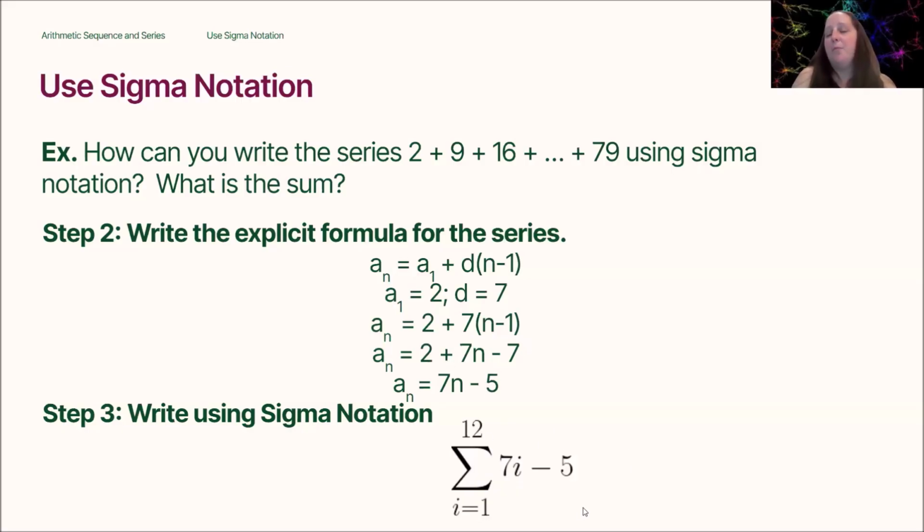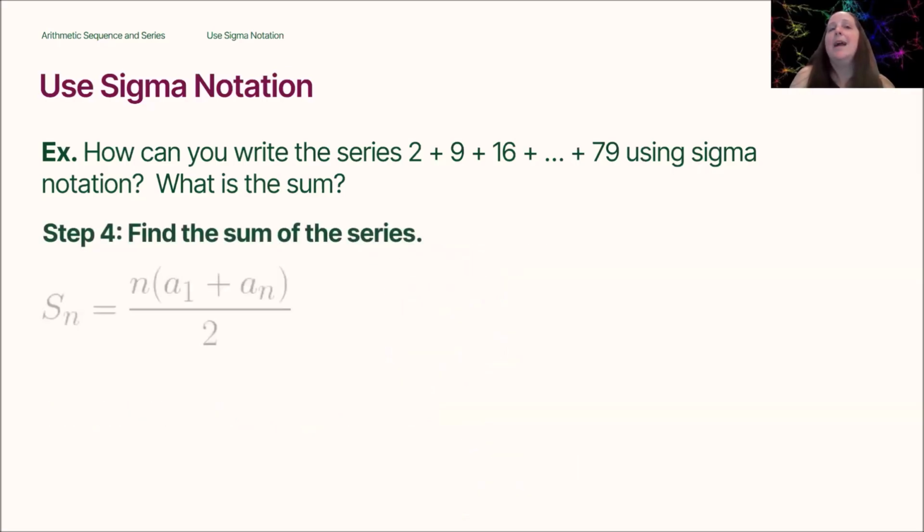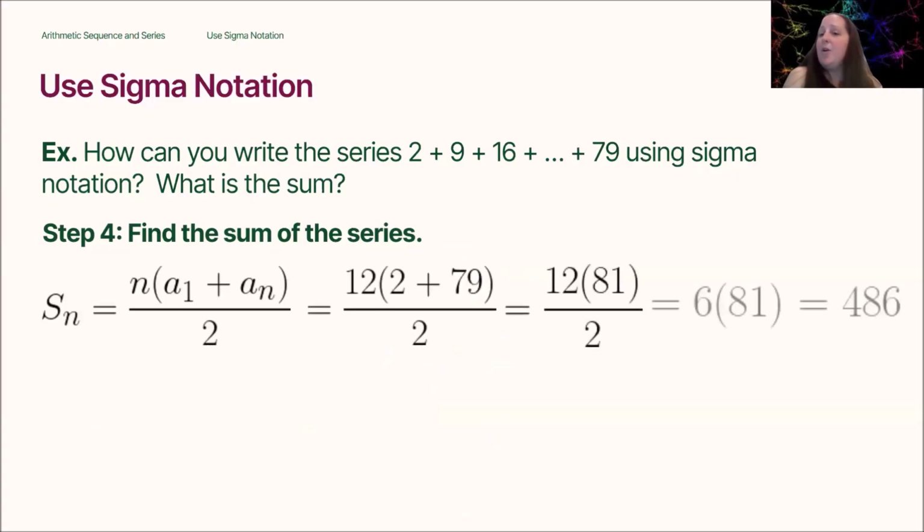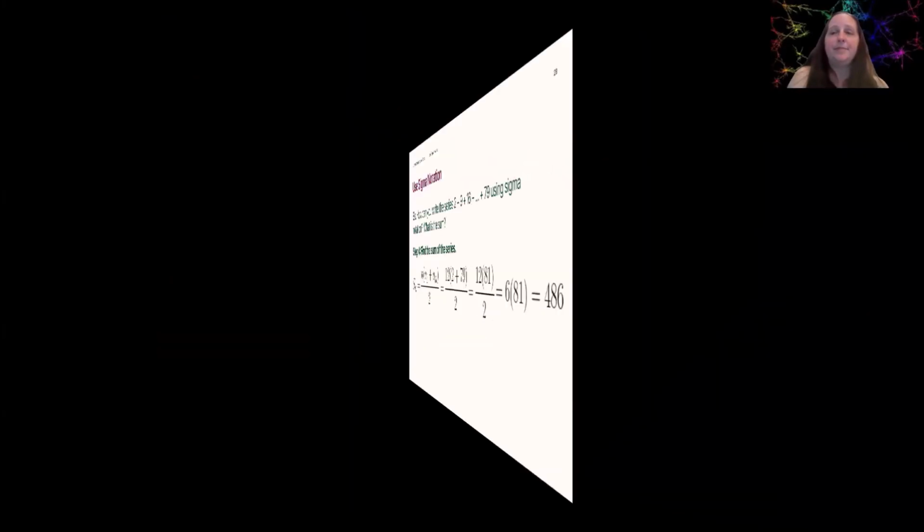This is where I'm coming up with my rule for my sigma notation. Again, my first term is that i on the bottom. There are 12 terms in my series, which is my top number. I can then find the sum of the series. I know my first term, I know my last term, I know how many terms there are. I substitute those numbers in and I get 486. So the sum of the series in this case is 486.